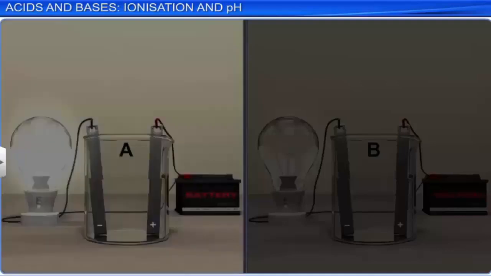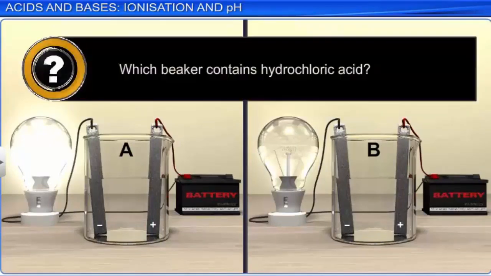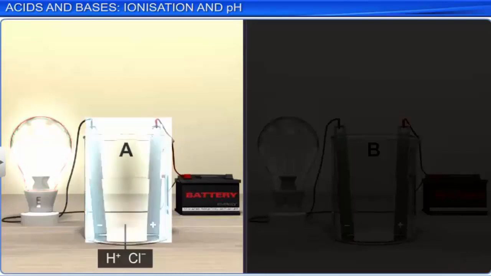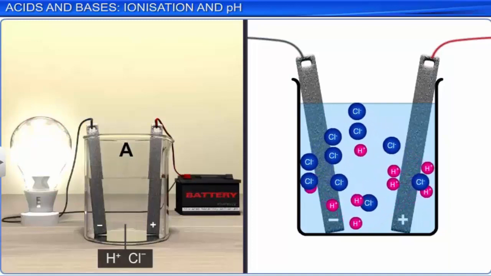Of the two beakers, A and B, one contains hydrochloric acid and the other contains acetic acid. Identify which one contains hydrochloric acid. Beaker A, doesn't it? How do you explain that? Its brightly glowing bulb indicates the ability of the solution to conduct electricity, which, in turn, indicates the presence of a large number of current-carrying particles in the solution.